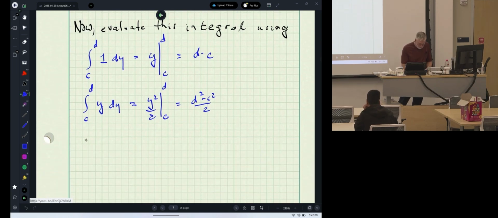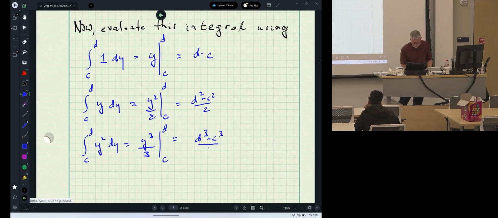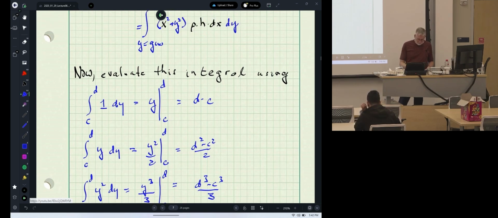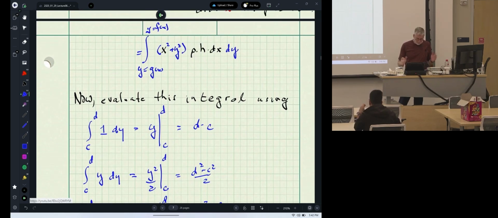And let me squeeze in another one: the integral from c to d of y squared dy. That's just using what we know about monomials. So you know those integrals. They're definite integrals. So do it.